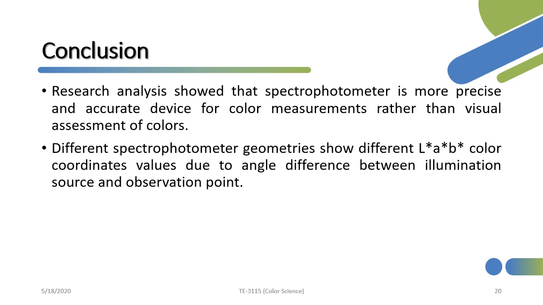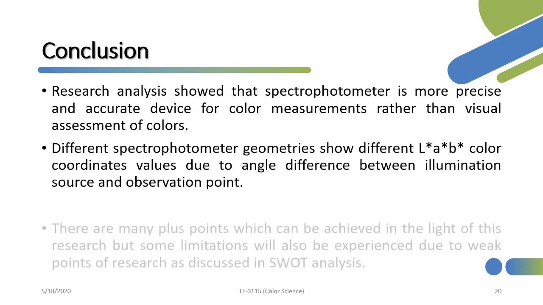And the second point is that different spectrophotometer geometries show different color L, A and B coordinate values due to the angle difference between the illumination source and observation points, and ultimately when the angle between the illumination source and the observation point is changed, we will experience a different type of color, and the same thing was experienced in the research.